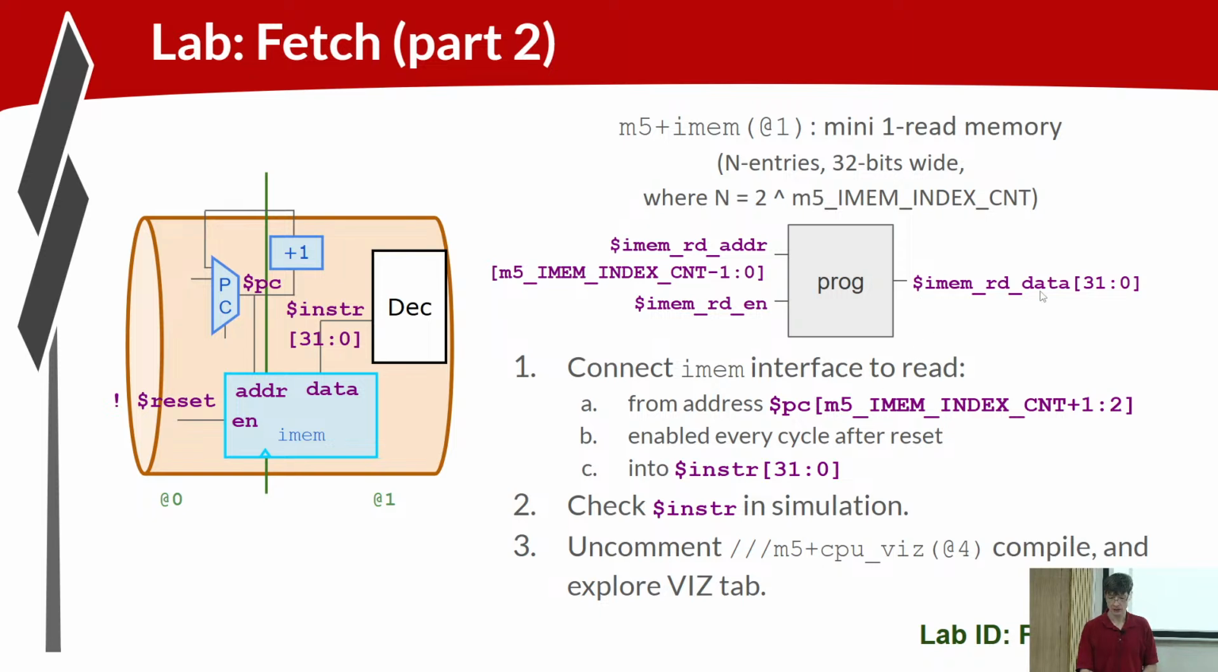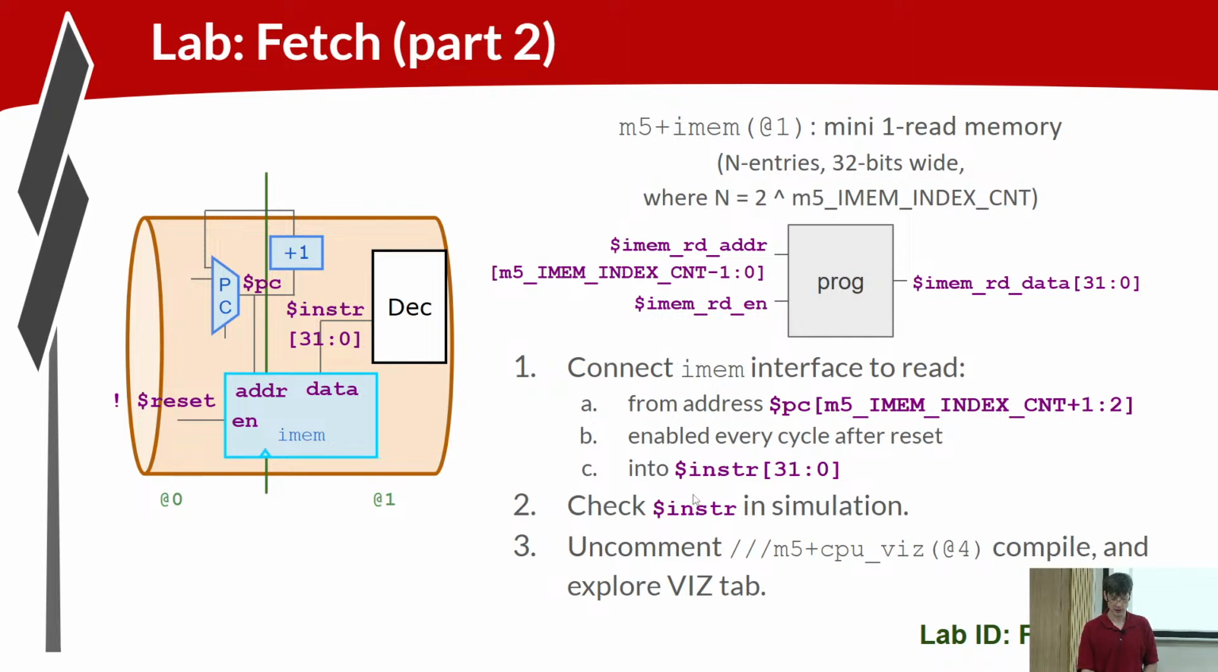The data coming out, that's the instruction itself. Let's give that a more meaningful name in context, right? To the array, it's just data. To the CPU, it's an instruction. So let's call it an instruction. So assign this instruction signal just to equal this signal.